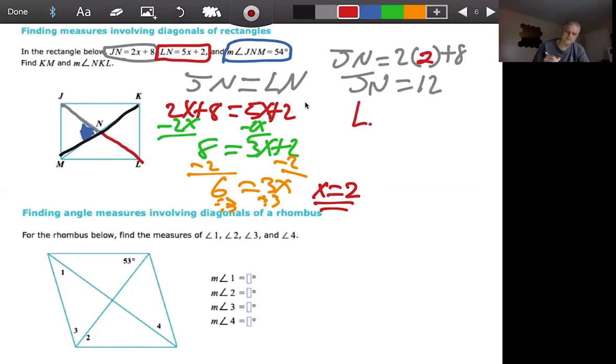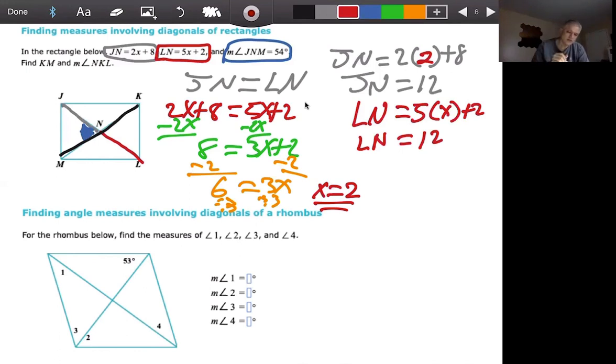Ln, hopefully we know what Ln is. 5 times x plus 2. Well, again, x is 2, which tells me that Ln is also 12 units, which makes sense because Ln and Jn had to be congruent.